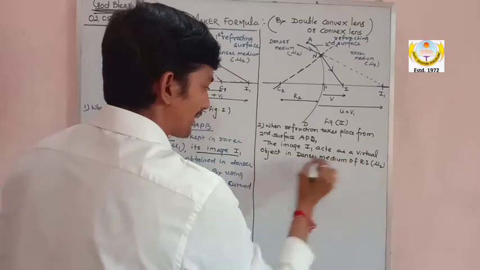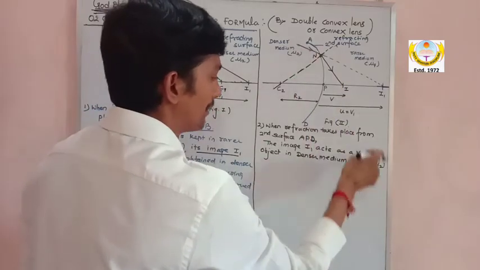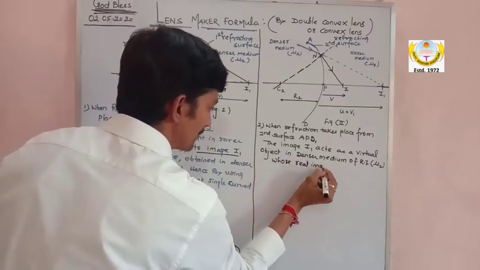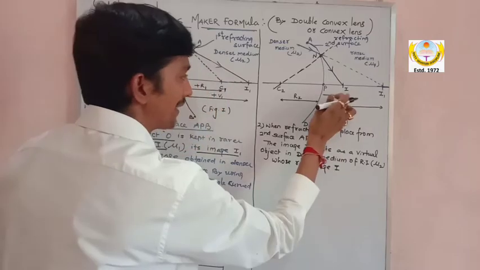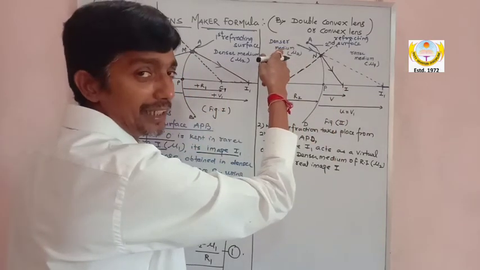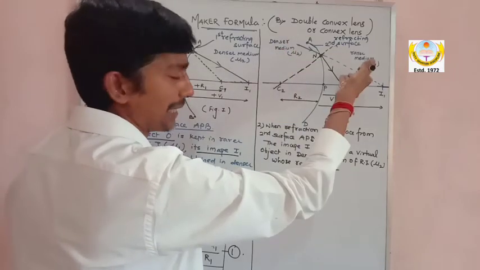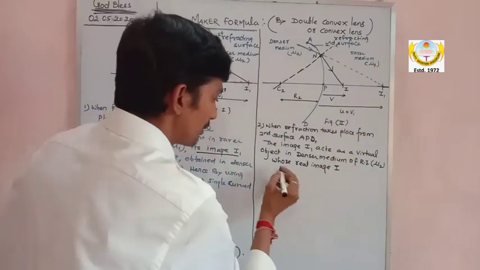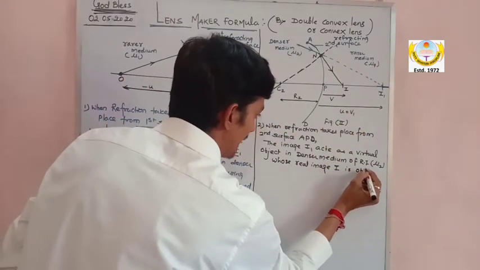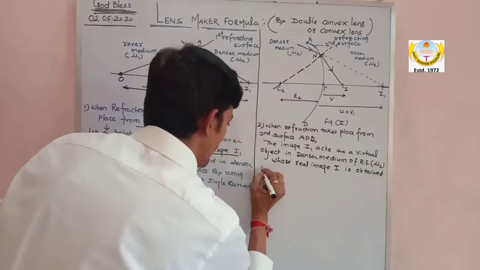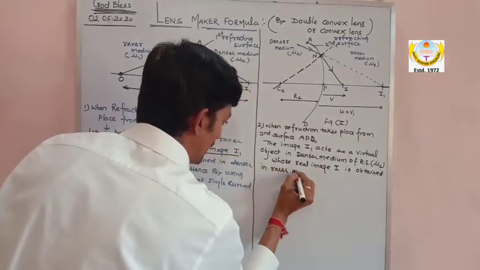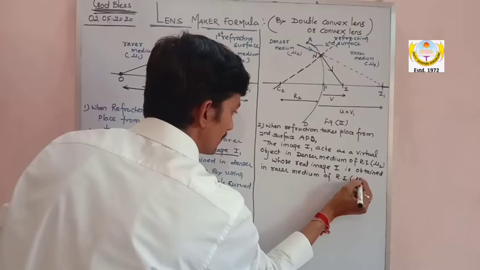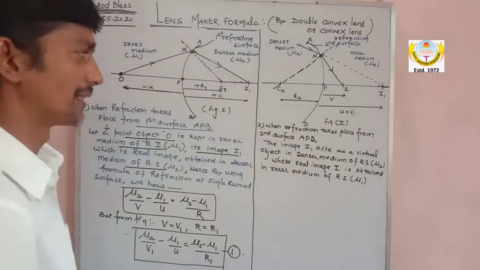So here the image I1 acts as a virtual object in the denser medium of refractive index mu2, whose real image I, this is a real image because the object is in the denser medium. No doubt it is a virtual object, and the image is obtained in the rarer medium. So of course the image is a real image because it is on the other side. So whose real image I is obtained in the rarer medium of refractive index mu1. Clearly, I hope it is a simple topic.